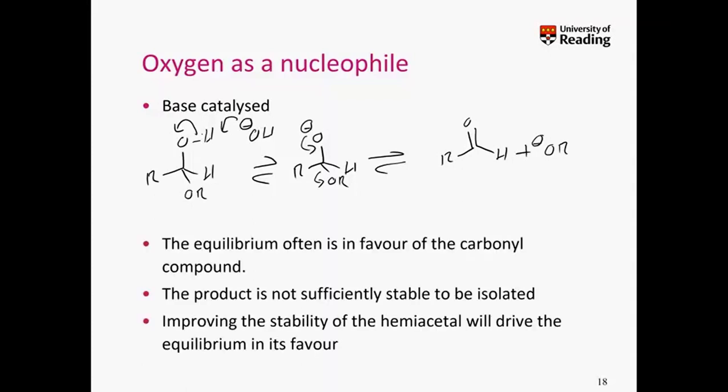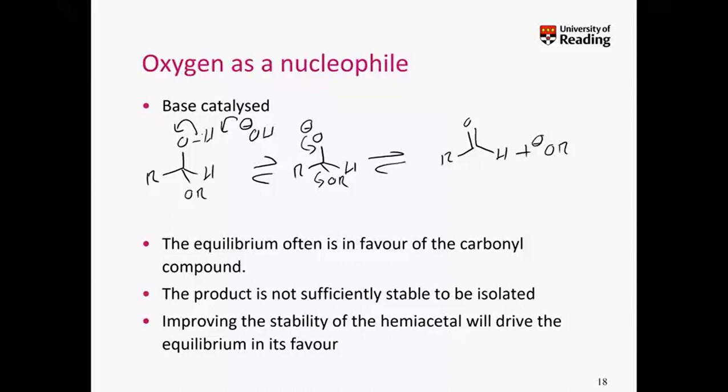Now, in reality, the equilibrium often favours the carbonyl compound. In this instance, if we had a very small methyl aldehyde, we're very unlikely to be able to isolate the product. We know it can form, it's all in equilibrium, but the equilibrium would lie towards the carbonyl group, not towards the hemiacetal or the hemiketal. So how can we actually improve the stability of that? Why does it become, or when does it become relevant?